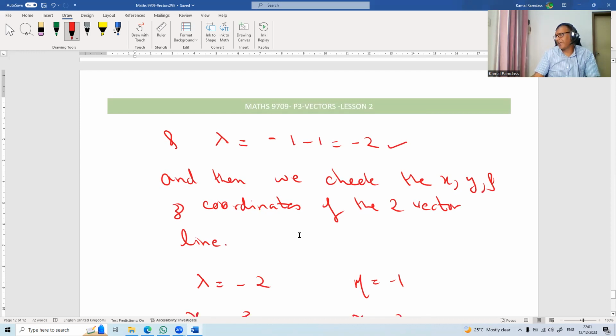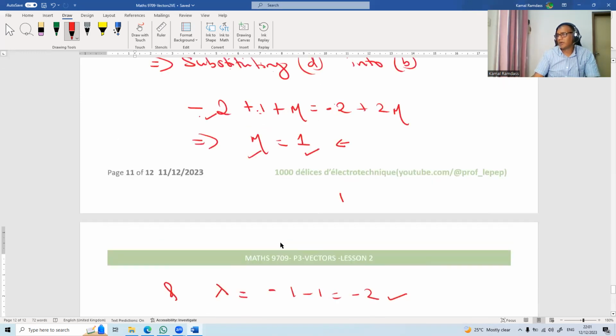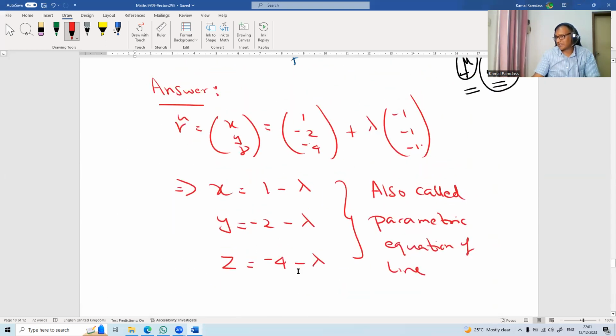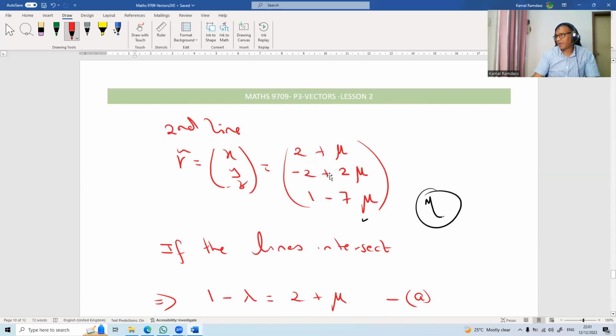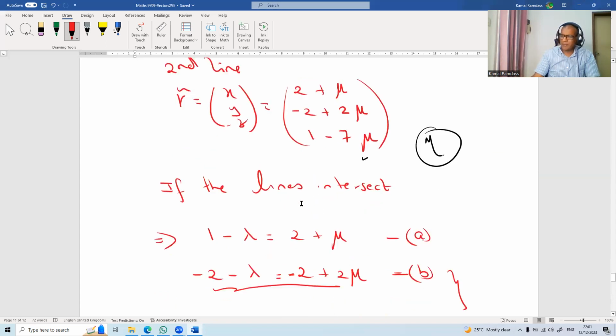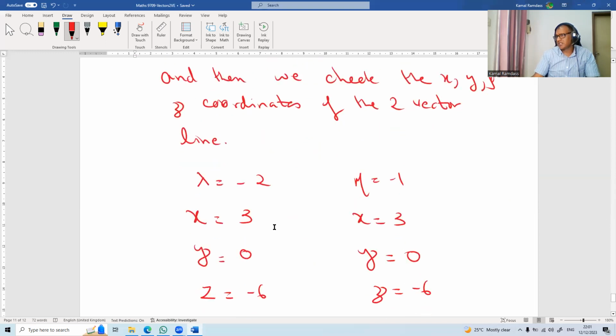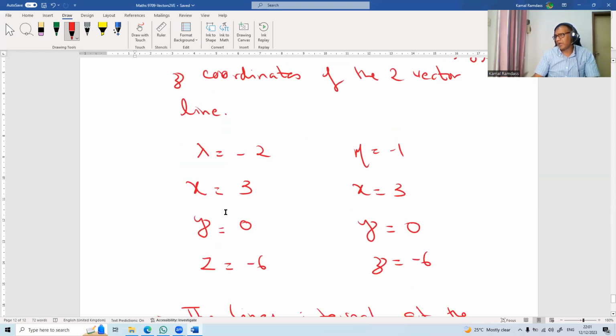Et comment on finit ça? And then we check the x, y, z coordinates of the two vector lines. OK? Ça veut dire on remplace là-dedans, et on remplace là-dedans, et on regarde si on gagne the same point. Si on remplace in the first line, when lambda is equal to minus 2, on gagne x 3, y 0, z minus 6. Et quand mu is equal to 1, on gagne 3, 0, minus 6.